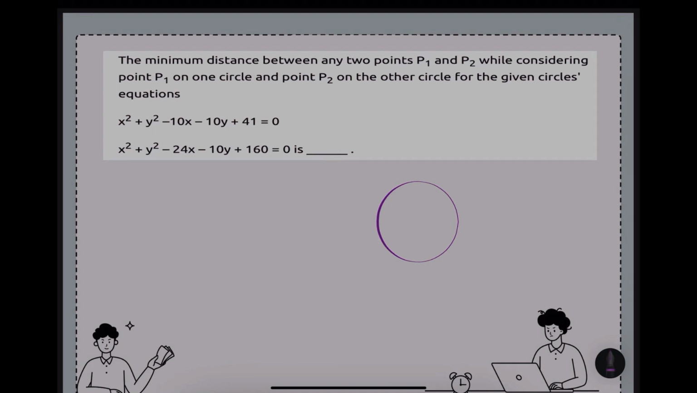It cannot be like that. There will be so many situations. So what you should do is just find out the centers. I'll go with circle 1. For the center, you divide the coefficient of x by 2 and then multiply by minus. Divide the coefficient of y by 2, then multiply by minus. Correct? So it is 5 comma 5. So the first center is clear.